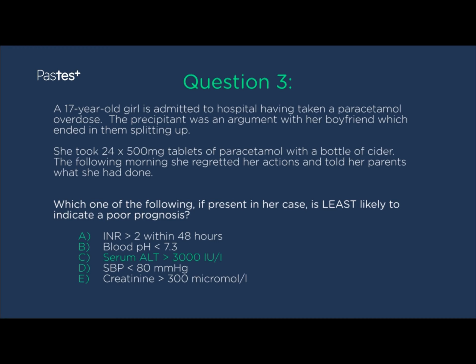Liver function tests, like the ALT, have very poor correlation to prognosis. Your ALT can be right up to 1,000, 3,000, 9,000 even, and within a few days it can return back to normal without the need for a liver transplant. So ALT is a poor prognostic marker, and therefore it is the only one in that list of 5 which I would not consider as a prognostic marker. So it is the least likely to indicate a poor prognosis.